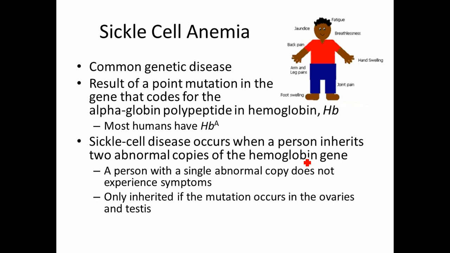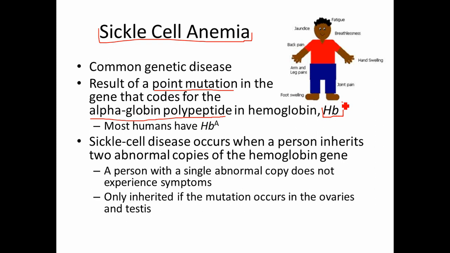So ultimately, these mutations can give rise to variations in genes that can have differing effects and can give rise to genetic diseases. One common genetic disease is sickle cell anemia. Sickle cell anemia is a genetic disease and the result of a point mutation in the gene that encodes for the alpha globin polypeptide, or basically the alpha globin of hemoglobin.